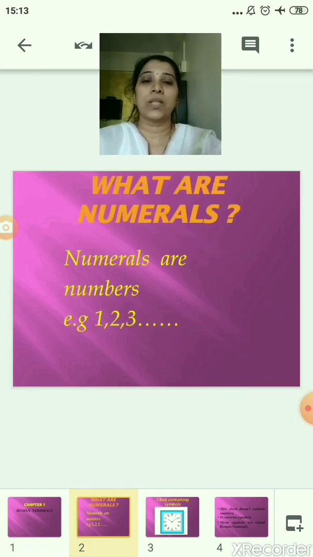What are numerals? Numerals are nothing but numbers. 1, 2, 3 and so on.